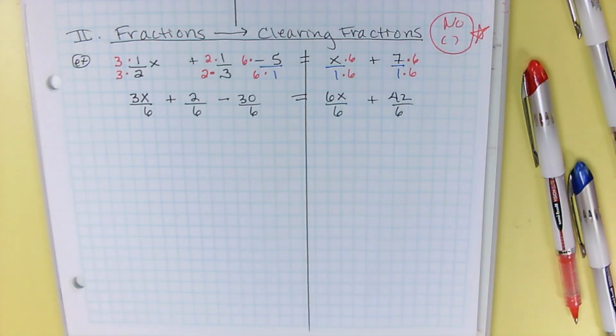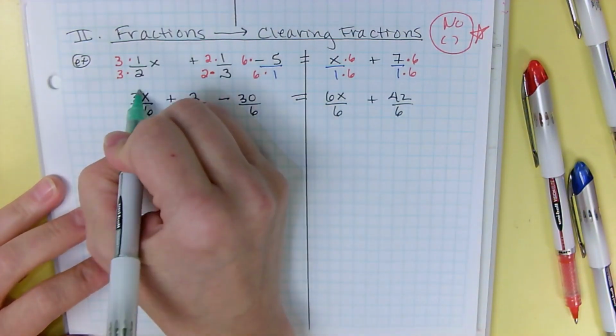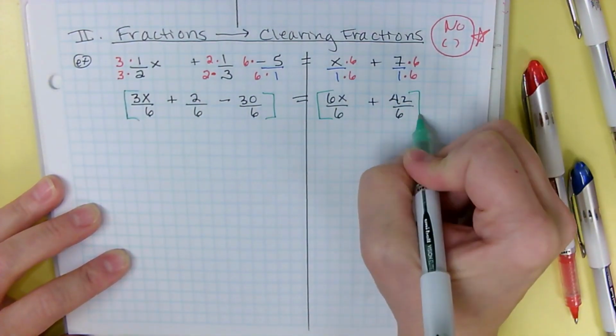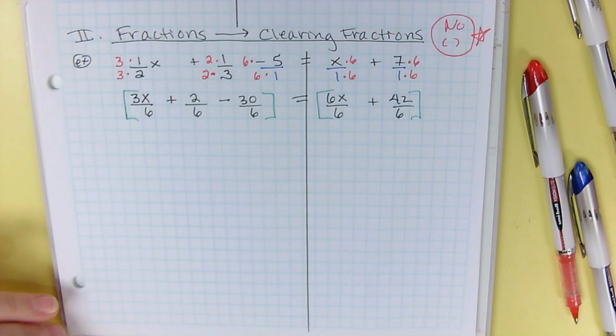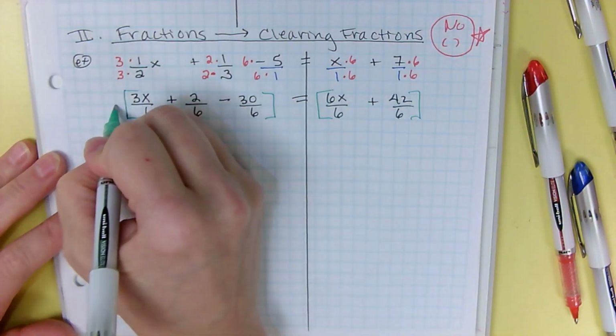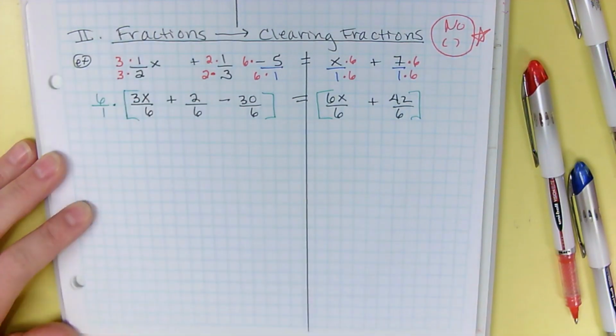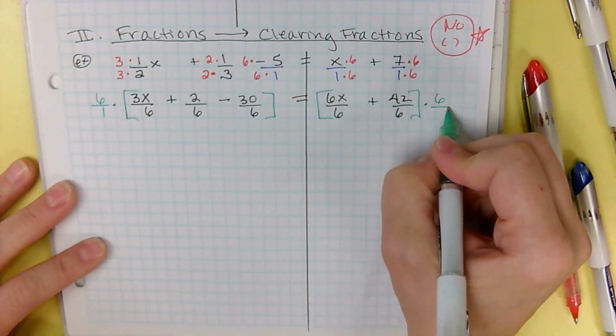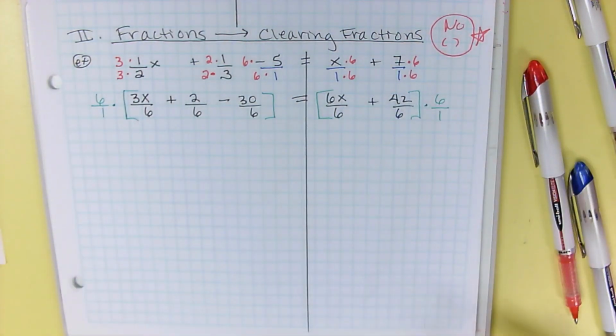All right, here is the winning move. The winning move to get rid of the fractions is now that they all have 6s on the bottom, I can multiply both sides of the equation by the reciprocal. And the reciprocal of 1 over 6 is 6 over 1. And I'm going to multiply both sides by 6 over 1.